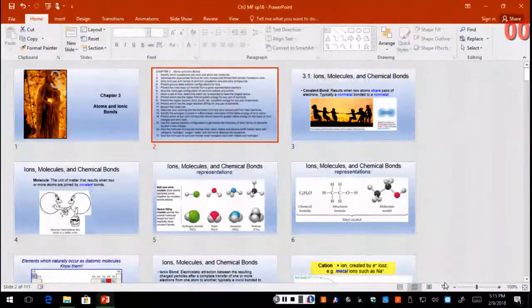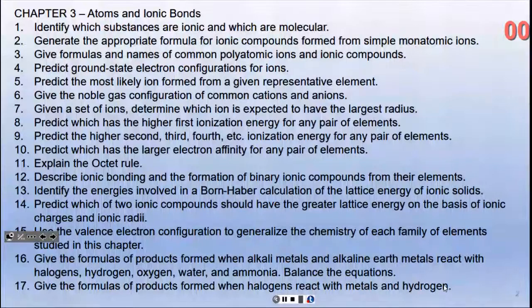All right, it's time for a discussion of some new topics from Chapter 3. We need to talk about ionic bonding from our learning objectives, and the formation of binary ionic compounds from their elements, in other words, two kinds of elements. And we're going to talk about lattice energies a little bit, and have a short discussion about what the Born-Haber calculation entails, not that you'll ever have to do one.